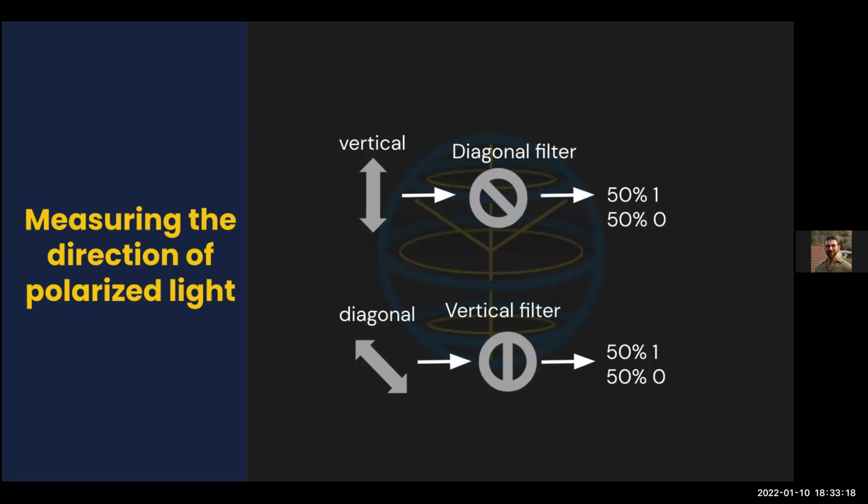But passing it through that filter is also going to affect your basis as well, right? If you pass vertical light through a diagonal filter, it's now going to put that vertical light into that diagonal basis. So it's a subtle point. I'm not sure if we can fully explain it in the workshop, but I'm doing my best to try and explain it. Does that help?